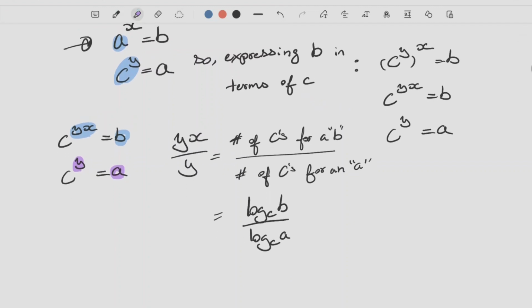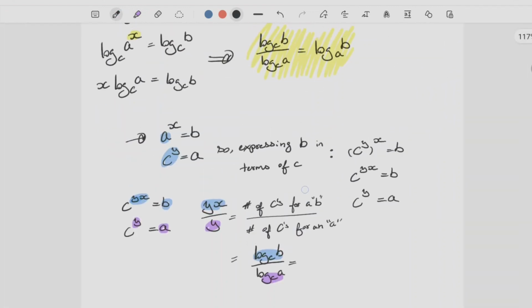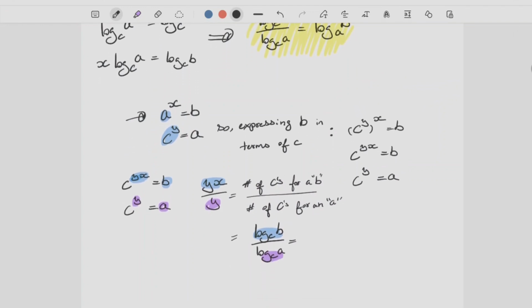Once again, because we're just extracting here, yx. Oh, let's pick a nice color. yx is that, because it's this exponent, and y, not from here, just that. Because once again, we are extracting the exponent that c must be raised to. Apparently, that gives us log base a of b, or number of a's for a b.